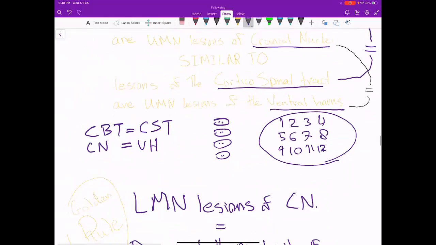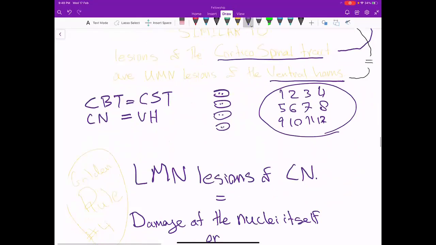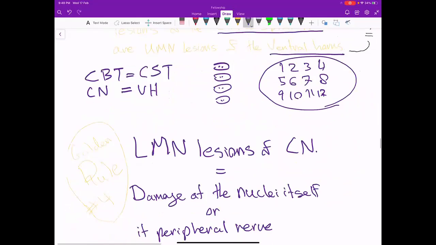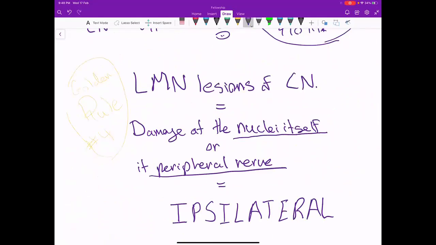If we damage the corticobulbar tract of certain cranial nuclei, there must be a lesion above, for example in the midbrain, if the lesion was in the brainstem. The corticobulbar tracts are upper motor neuron lesions, and they are contralateral. Lower motor neurons of the cranial nerves will be damaged at the nuclei itself, or its peripheral nerve that comes out to supply the face. The lesion will be ipsilateral. This is golden rule number 4. Clear?